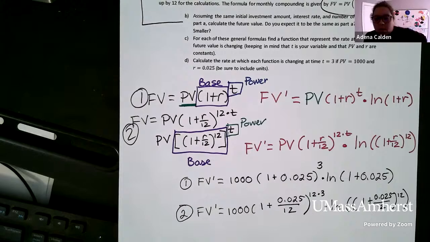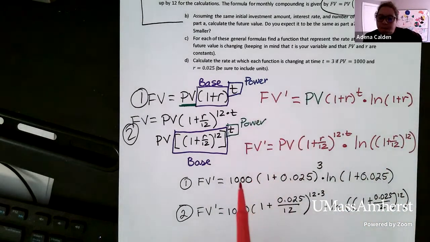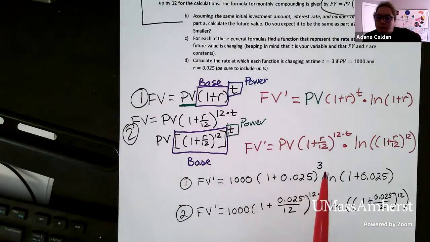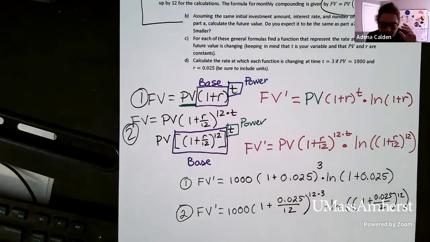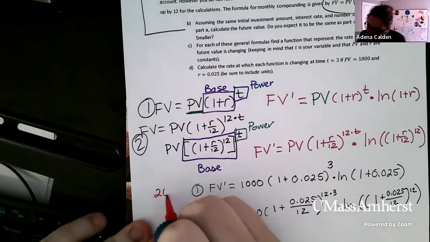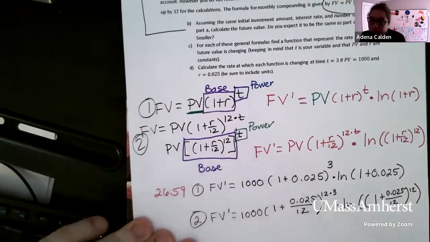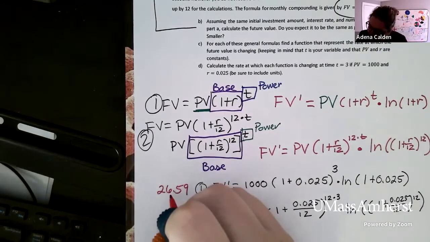All right, so for our first one, we have to carefully plug into the derivative, present value, 1 plus r to the third, because we're looking in year 3, natural log of 1 plus 0.025. When we plug that into the calculator, we're going to get 26.59. And what does that mean, right? So what are the units? What does that tell us?